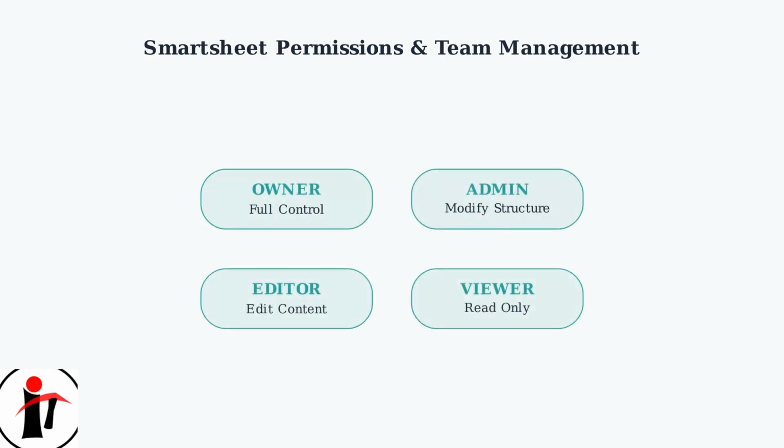Smartsheet uses a structured permission system to control who can access and modify your sheets. Understanding these permissions is essential for effective team collaboration and data security. Smartsheet operates on a four-tier permission model. Each level provides different capabilities and access rights.